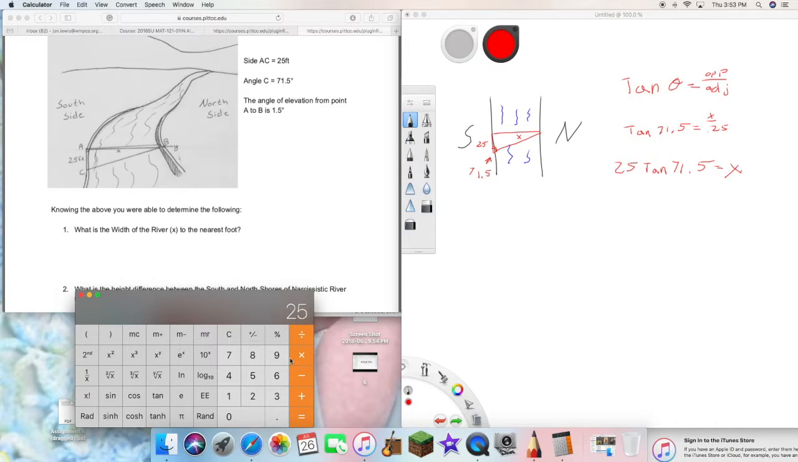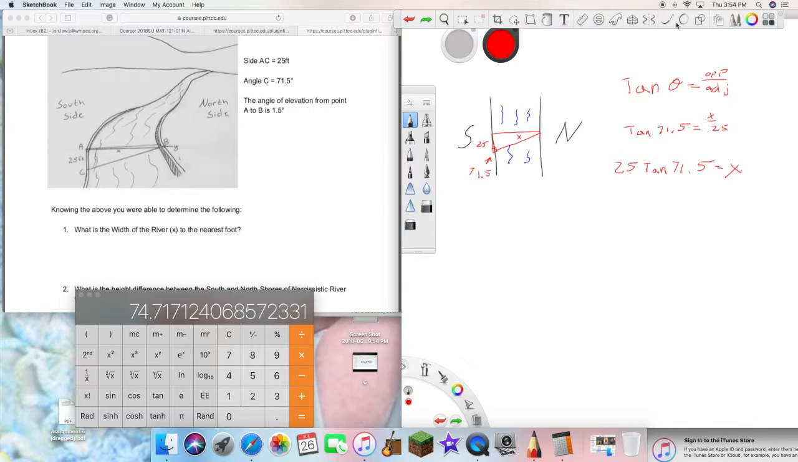I'm going to say 25 times the tan of 71.5. Please excuse me if you're trying to follow along with my calculator. My calculator may be different than yours, so just use your calculator like you normally would. I have to plug in numbers a little bit differently for mine. Anyway, once I plug that in my calculator, I find out that x is equal to 74.7. And we can round that to the nearest foot according to our problem, and we get that x is 75 feet. Now, we just found out that this distance between here and here is 75 feet.